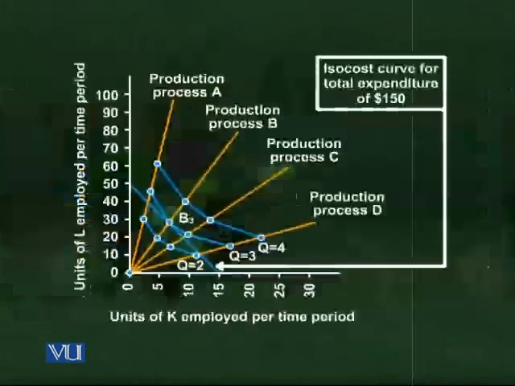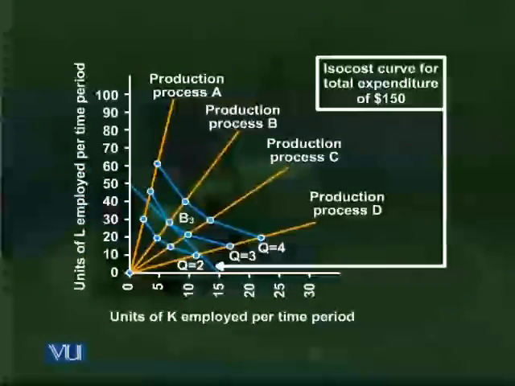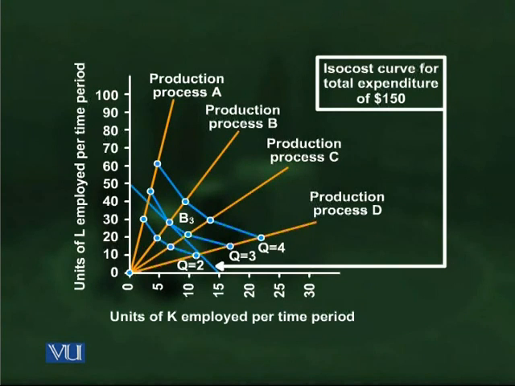And here the firm is using 30 units of labor and 6 units of capital. This is the least cost combination. This means that from these processes, that is process A, process B, and C and D, process B is the one which is giving the firm the least cost combination or least cost production.